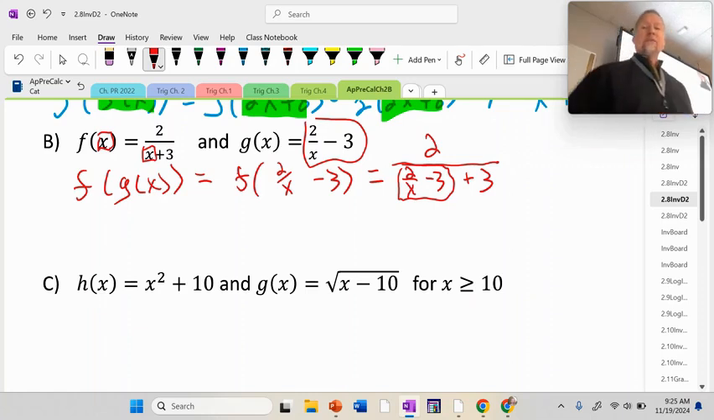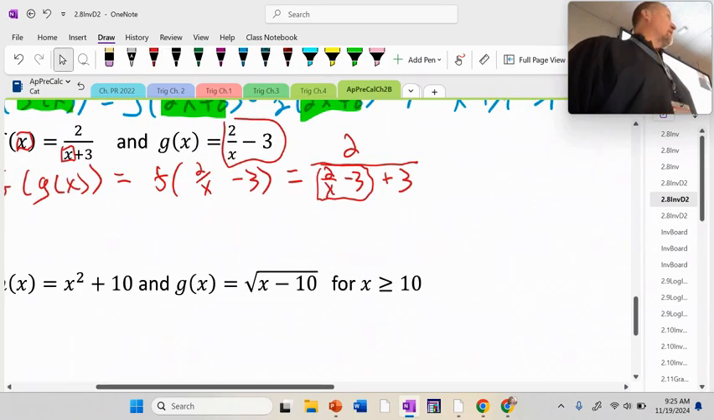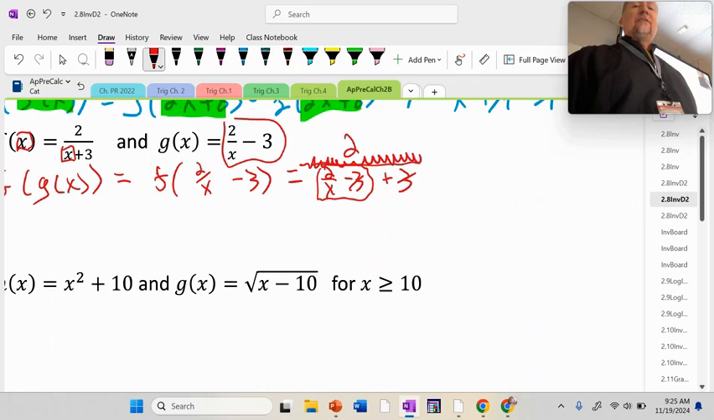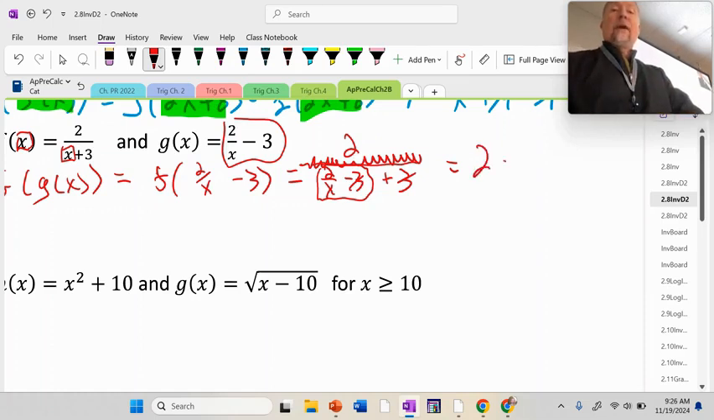Because what's minus 3 plus 3? Cancel. And then this kills me. What operation is this? It starts with a D. And we actually did this today in the previous thing. Division. How do I divide by 2 over x? I multiply by x over 2.